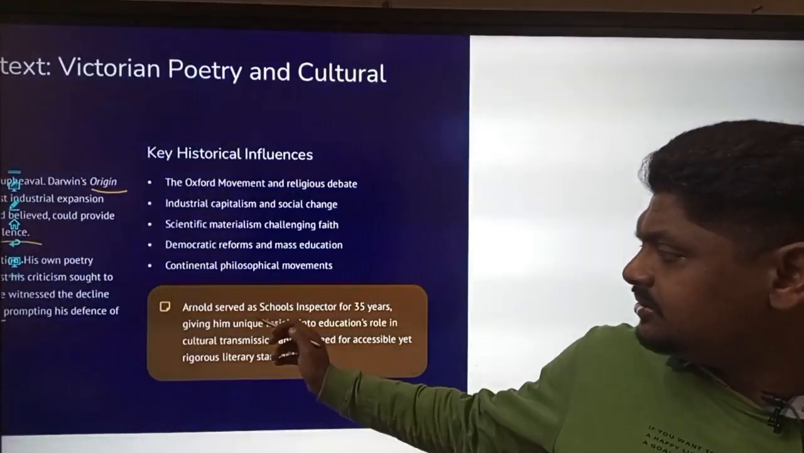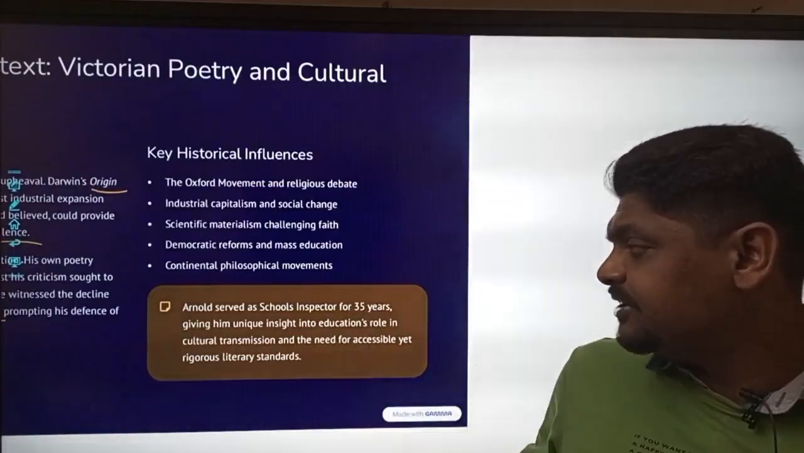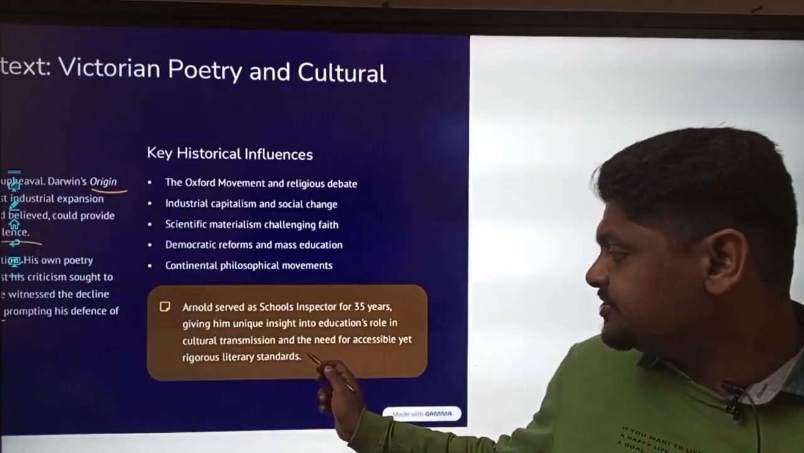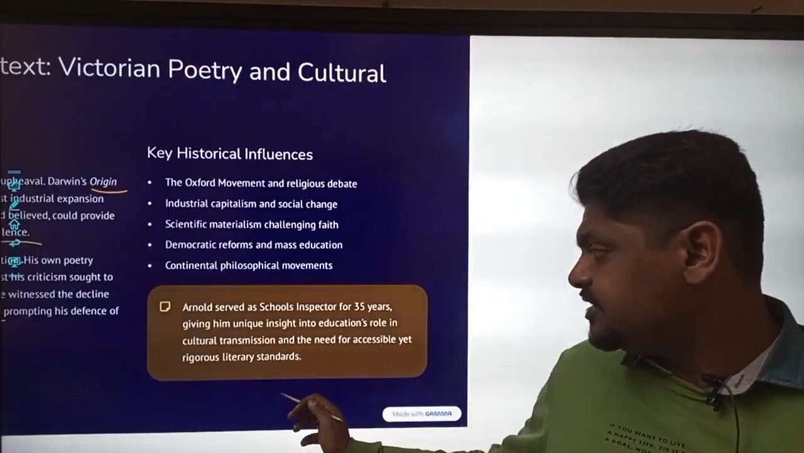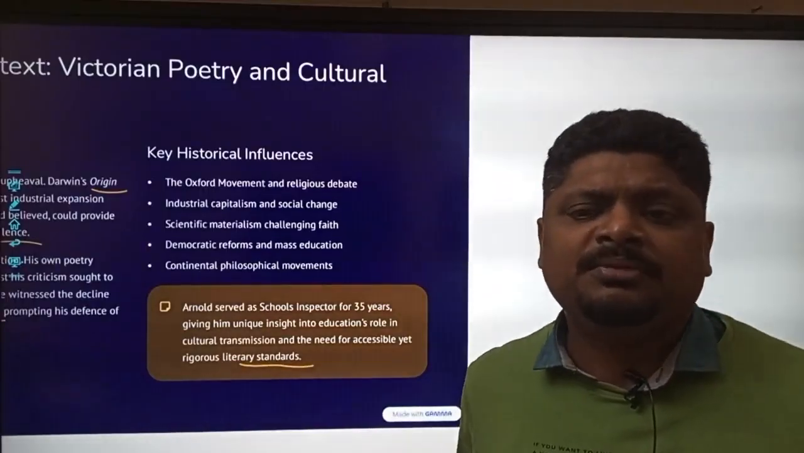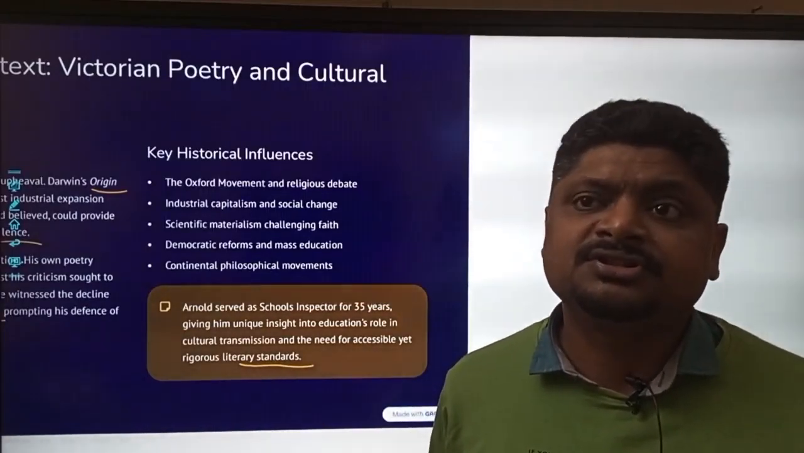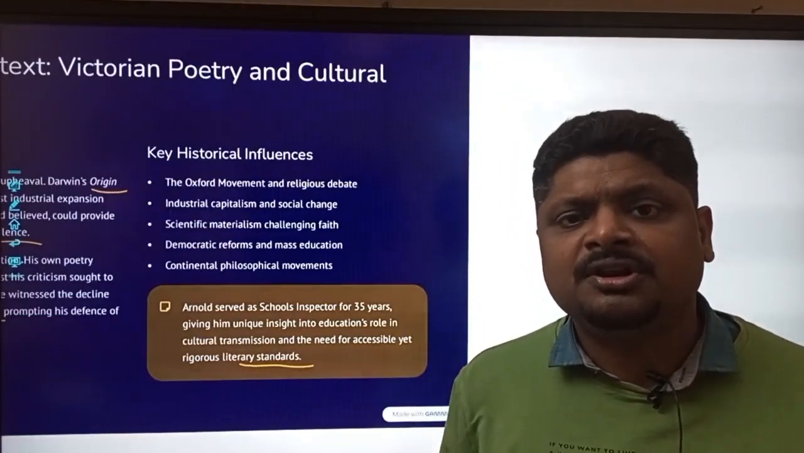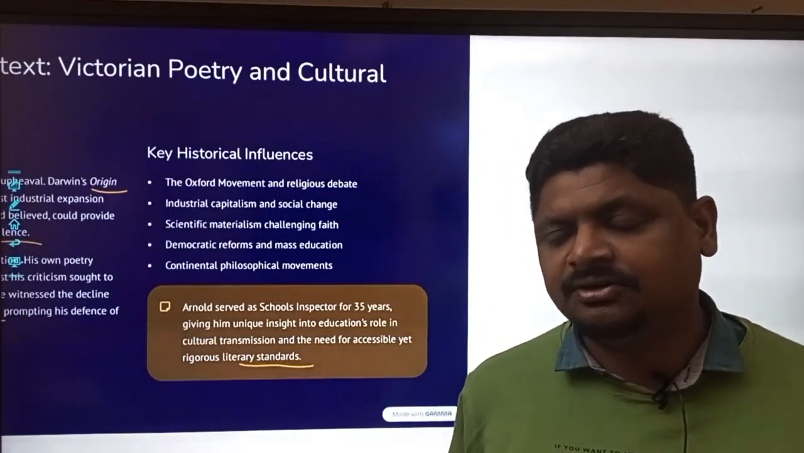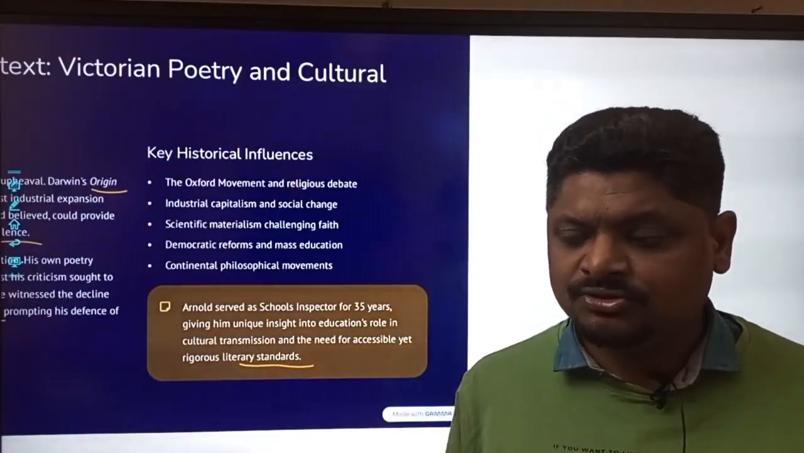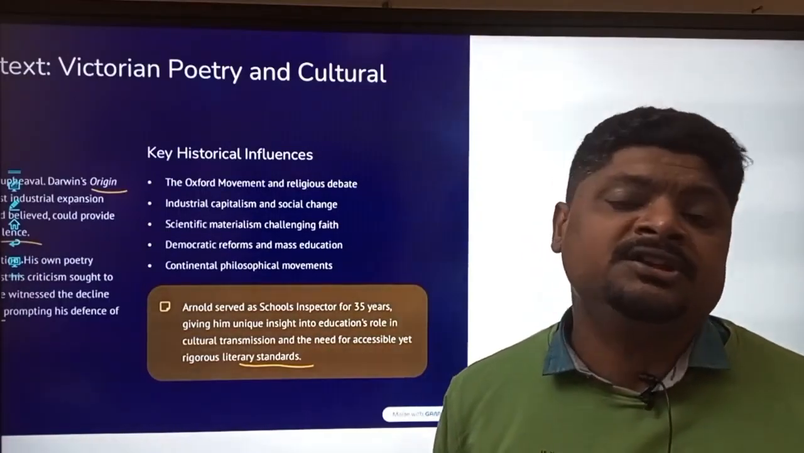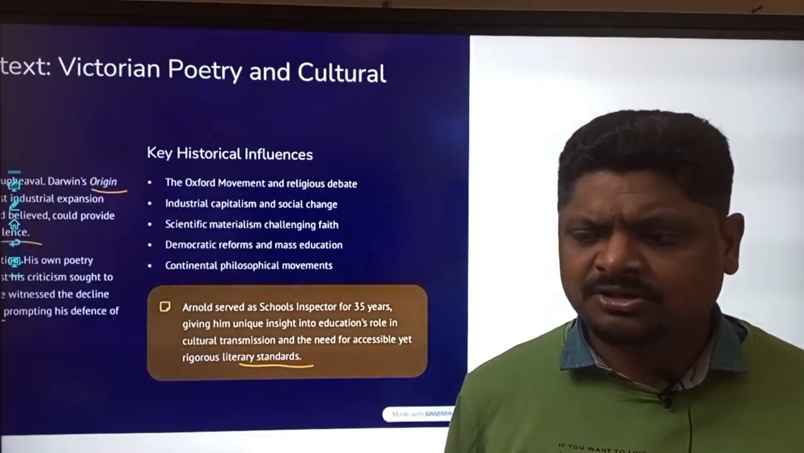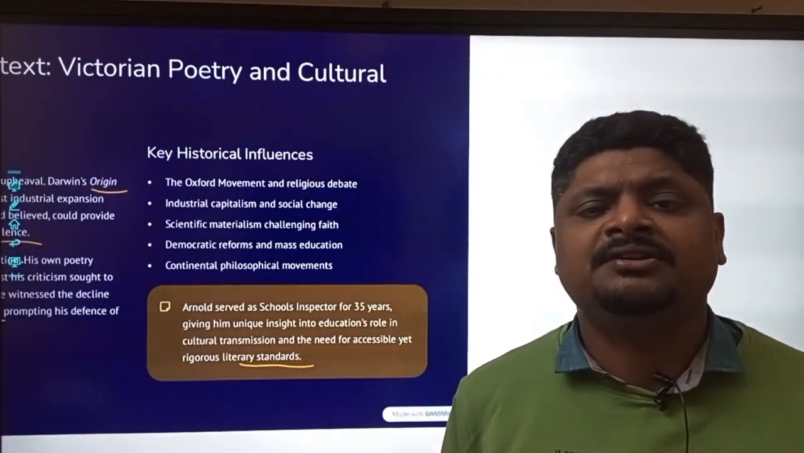Okay, Arnold served as school's inspector for 35 years, giving him unique insight into education's role in cultural transmission and the need for accessible yet rigorous literary standards. So Matthew Arnold looks for objective standards. He always looks for objective standards which must measure the quality of art, the standard of art. Okay, so and those objective standards must be high in sense, high in temperament, high in taste, high in culture. It must be superior, sophisticated and refined.